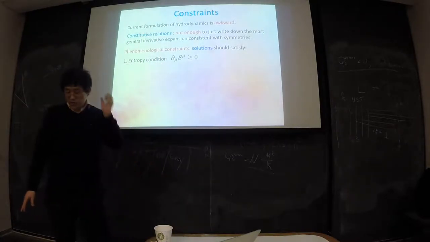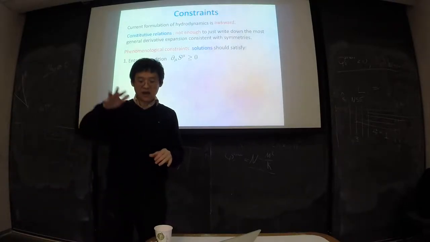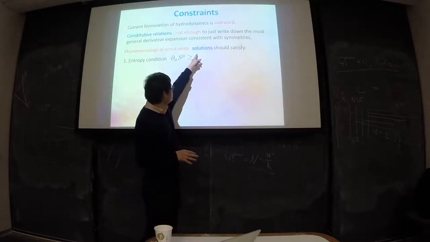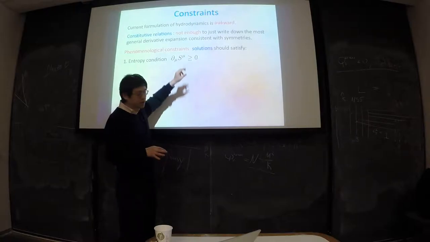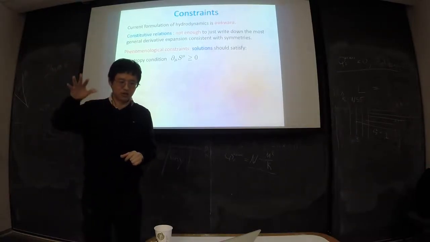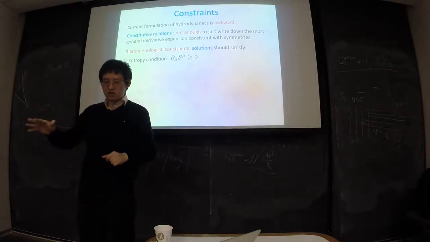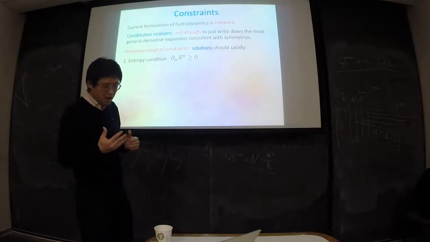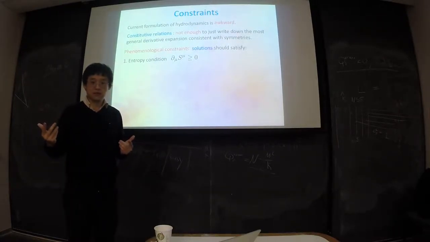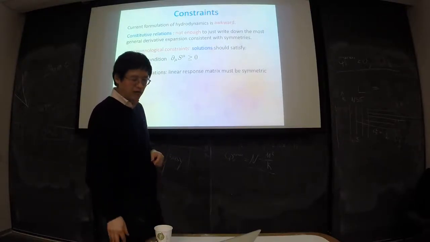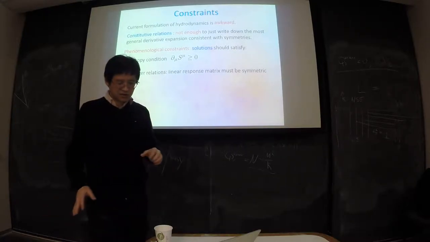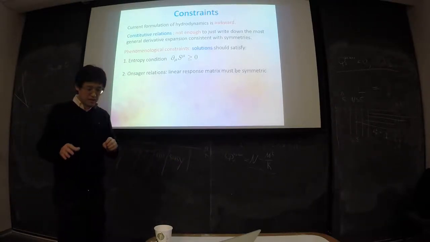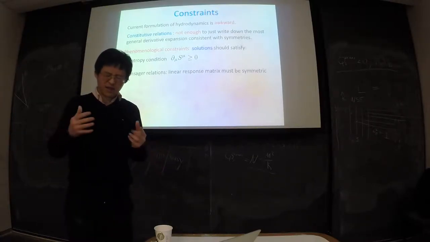One is the so-called entropy condition. You construct an entropy current in terms of dynamic variables. Then you require that for the solutions of your equation, when this entropy current is evaluated on them, it should lead to non-negative divergence everywhere. That means you should have the local second law of thermodynamics satisfied everywhere by your solution. It turns out this puts constraints on your constitutive relations and gets rid of some transport coefficients. The second thing is the so-called Onsager relation. Onsager famously observed that if your underlying theory is time reversal invariant, then the linear response matrix must be symmetric.